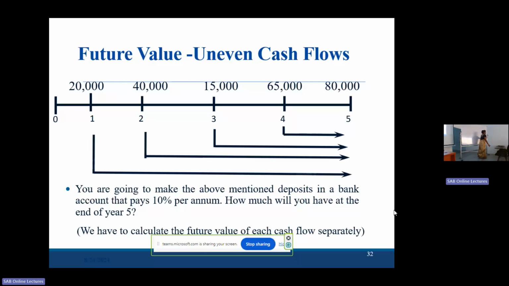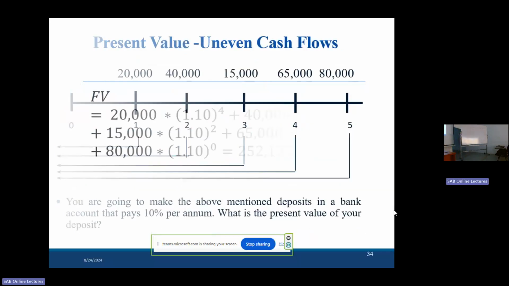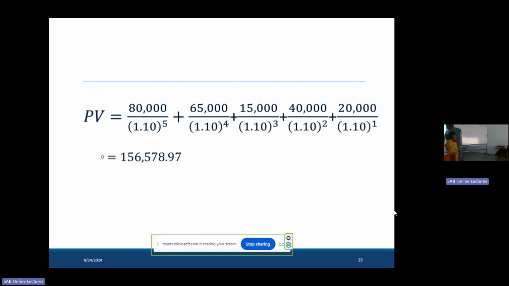Because this is the future equivalent value, after adjusting for time and also for risk. We have valued it to the end of year 5, so now you can compound this value to any point. That is the way. So what is the present value? I think it is 156,578. Okay? Did you get it? 156,578.